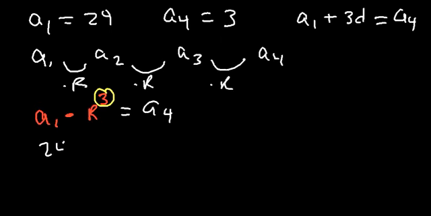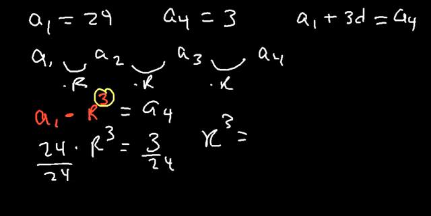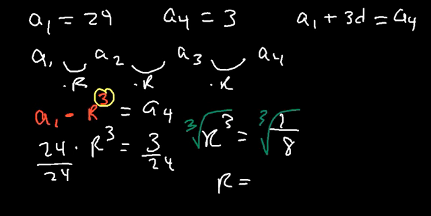So the first term is 24 times r cubed, which equals the fourth term, which is 3. So we're going to divide both sides by 24. If you divide it backwards, 24 divided by 3 is 8. So we get 1 over 8. Now what you want to do is take the cube root of both sides. So r, therefore, is the cube root of 1 over 8. The cube root of 1 is 1, and the cube root of 8 is 2, because 2 times 2 times 2 is 8. So the common ratio, therefore, is a half.